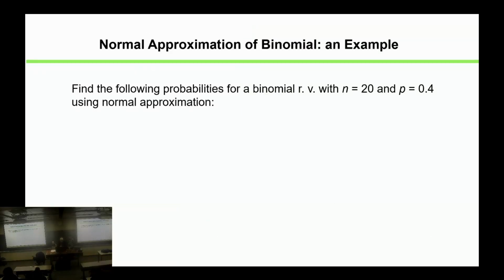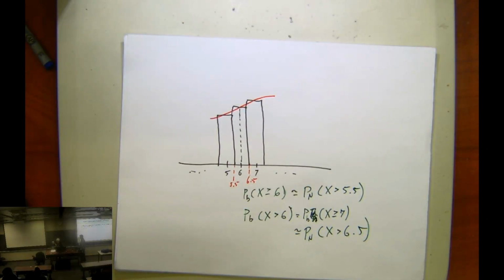So let's just work out a few probabilities for a binomial random variable with n equals 20 and p equals 0.4 using normal approximation. The probability x is greater than 7. We don't actually need to work through the whole mathematics of the calculations. There are many ways of doing this efficiently, but what we want to do is set up the problem properly. So let's think about this.